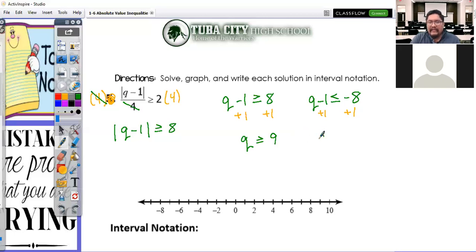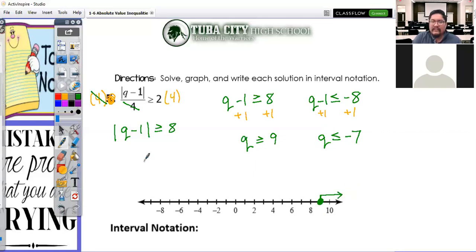And let's see what we got here. So q less than -7. All right, looks good so far. Let's go ahead and graph it. So q is greater than or equal to 9. So we have the or equal to, so use a closed circle, like a closed door. We can pick it. We can land on the door.